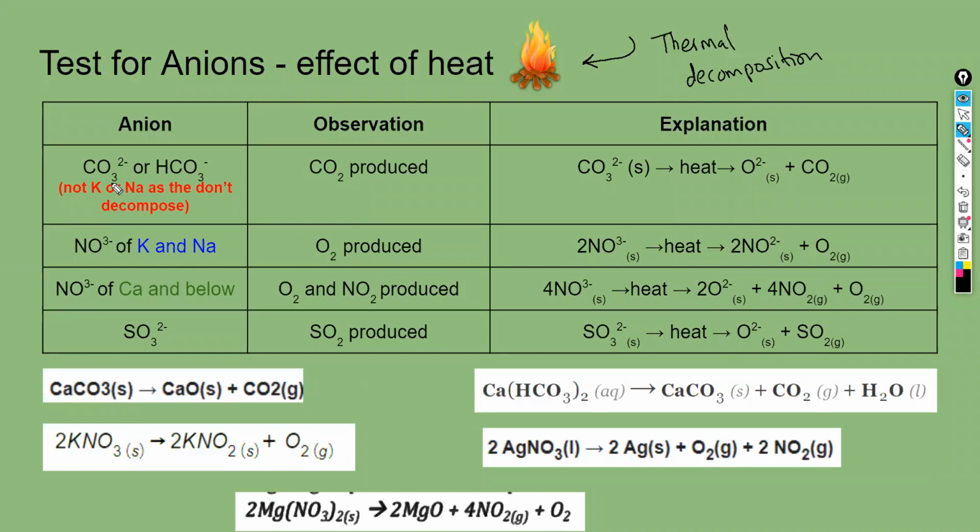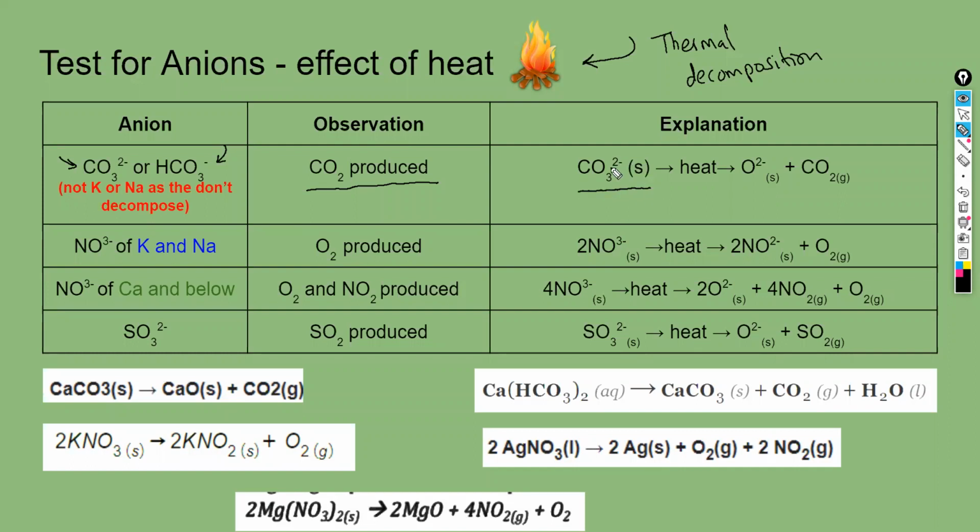So anytime you have CO3 2 minus or HCO3 minus, right? You get carbon dioxide being produced. So if you take either one of these and you add heat to it, you're going to see carbon dioxide being produced.